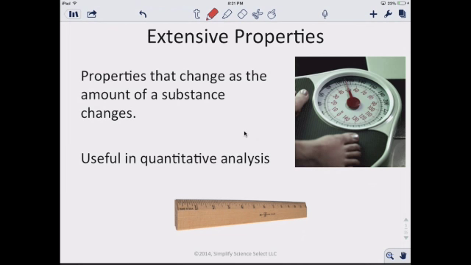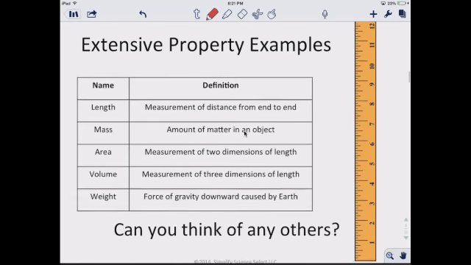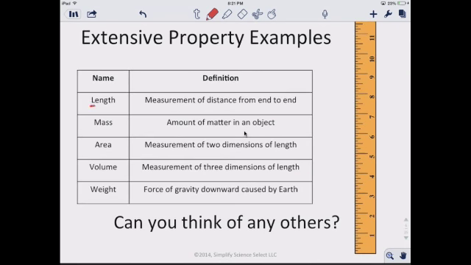We can see this a lot with mass. As we increase the amount we have, mass increases. Another one we can see is length. As you increase the amount that you have, it's going to become larger. Some other extensive properties: we've already talked about length and mass. We also have area, because area is just a mathematical equation of length, the measurement of 2 dimensions of length. Volume, which again goes back to length, is a measure of 3 dimensions of length. And then weight, which is the force of gravity pulled downward caused by Earth.